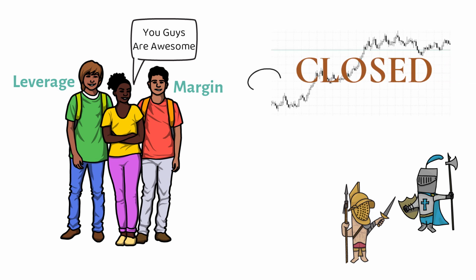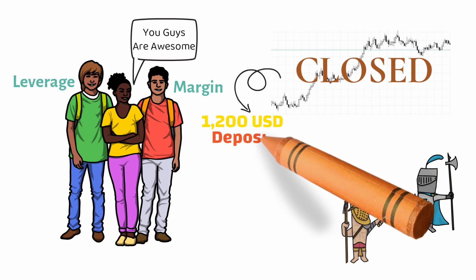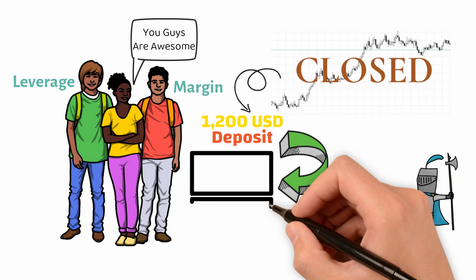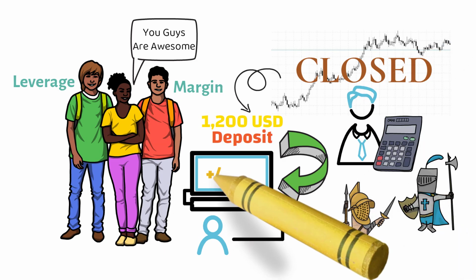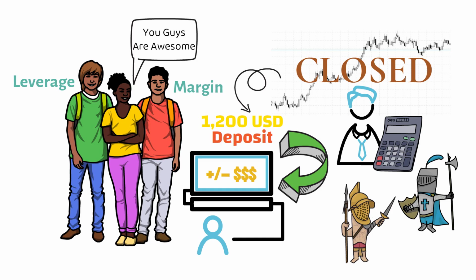When you close the trade, the margin that was used as deposit is returned back to your account and can be reused for future trades. The broker calculates the profits or losses and updates your account accordingly. This applies to all your trades.